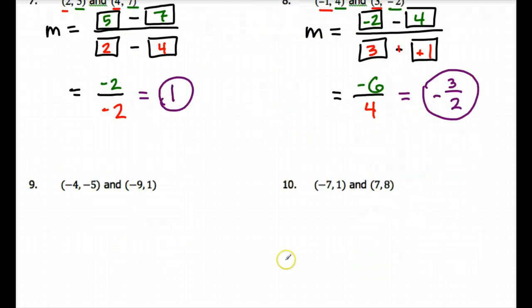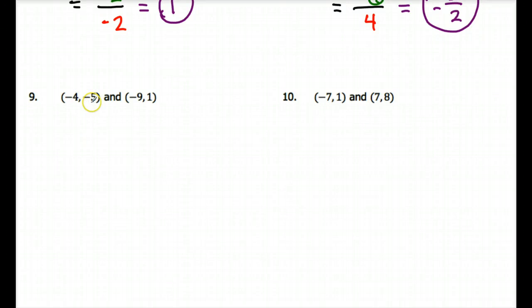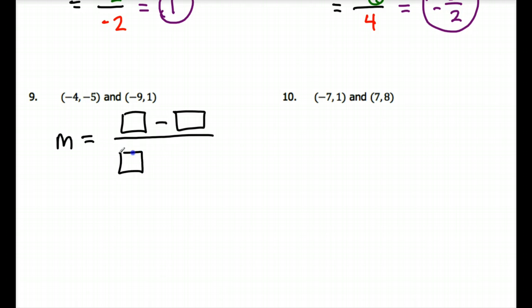Okay, let's look at the next one, number 9. We have (-4, -5) and (-9, 1). So again, m equals change in y over change in x. Again, it doesn't matter which y coordinate you start with. You can start with the -5 or the 1. This one I'll go ahead and start with the -5.